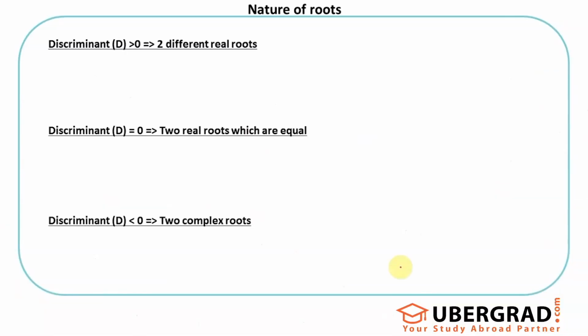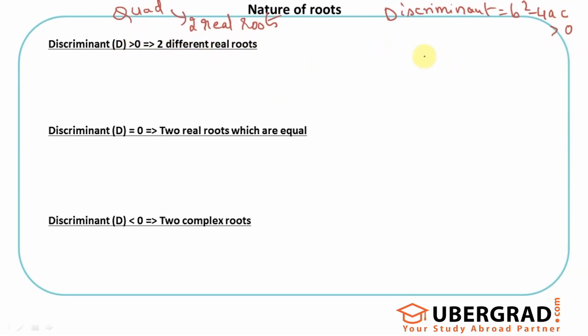Coming to the nature of the roots which I've discussed, a quadratic equation at max will have two roots, or two real roots. That is what we are worried about. So there is something called the discriminant. The discriminant is b square minus 4ac. If that is greater than 0, I will have two different real roots.